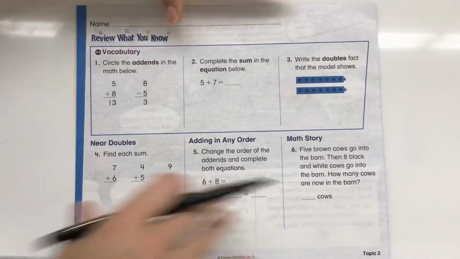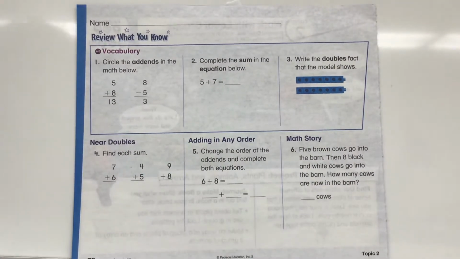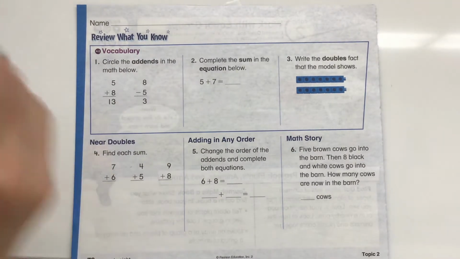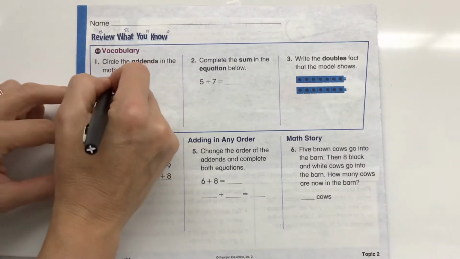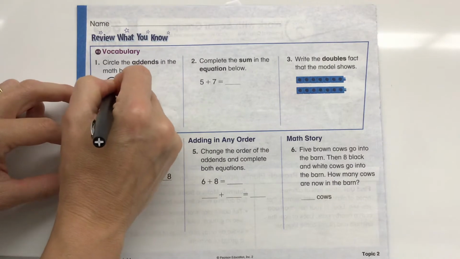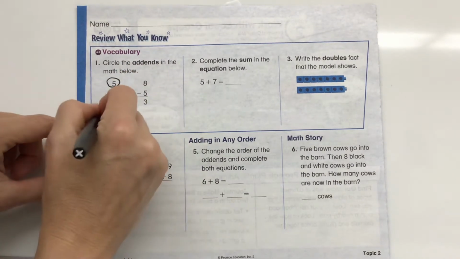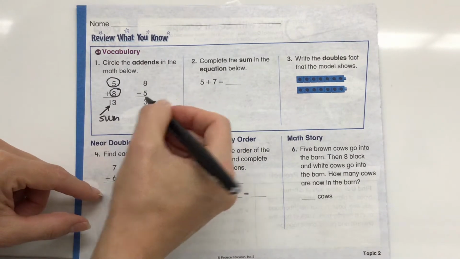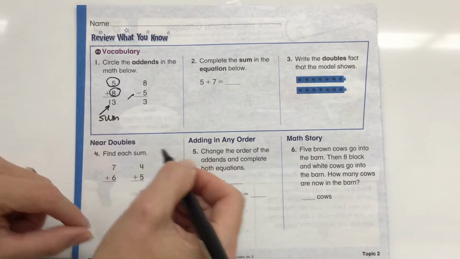Okay, let's review our vocabulary that we need to be experts on as we go forward. This is just reviewing things from our topic 1. Okay, circle the addends in the math below. Again, addends are the numbers that we have when we add. So 5 and 8, okay? The bottom number is always the sum. These over here are not addends because we are subtracting, okay?